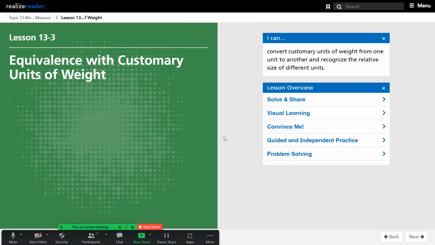Hello, fourth grade, and welcome to lesson 13-3. Here we're going to work on equivalence using customary units of weight. So customary units of weight include ounces, pounds, and tons.